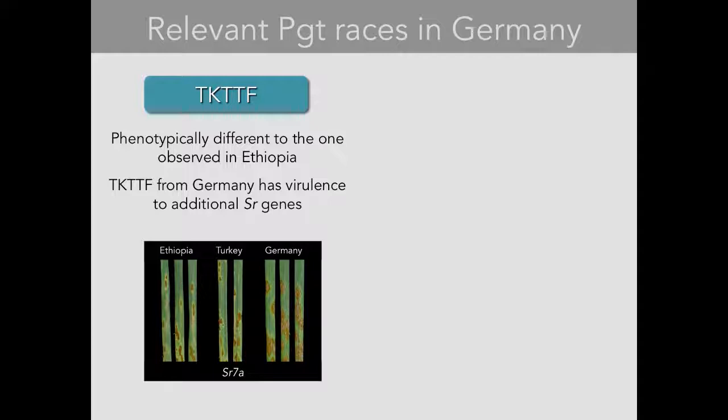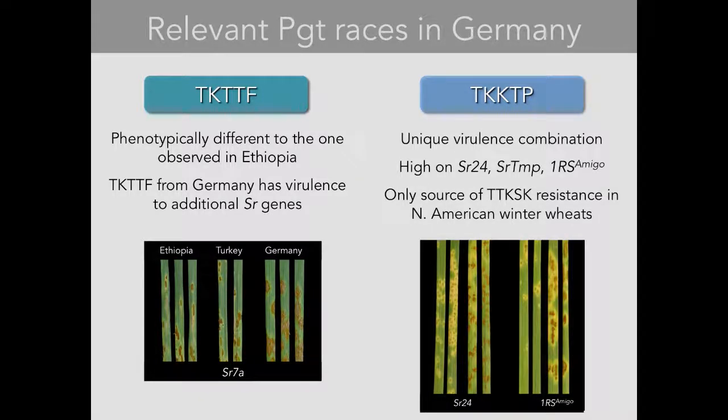This TKTTF from Germany was also virulent to additional stem rust resistance genes that were not present in the differential. In particular, it was virulent on Sr7a, and Sr7a is a gene that is widely present in North American spring wheat. And after screening the North American spring wheat collection, we saw that several of these materials were susceptible when we evaluated them against race TKTTF. And the second one is race TKKTP.